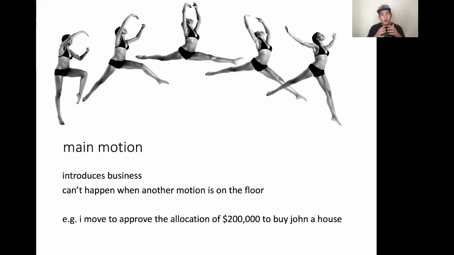The key point here about not being able to do something while something else is happening is, if we're talking about spending $200,000 to buy me a house, then we can't start talking about allocating $200,000 to buy Heather a house, right? We're talking about my house first, and then we can move on to another house after that. Hopefully that lands with you all?